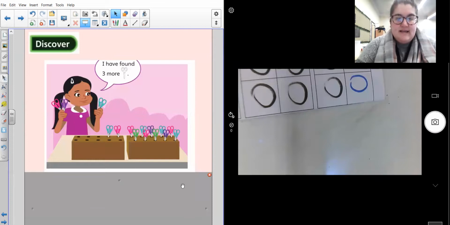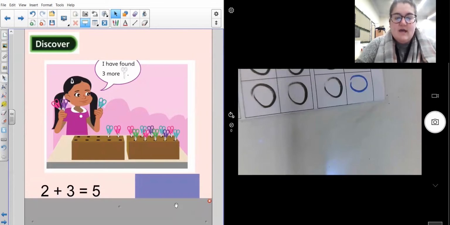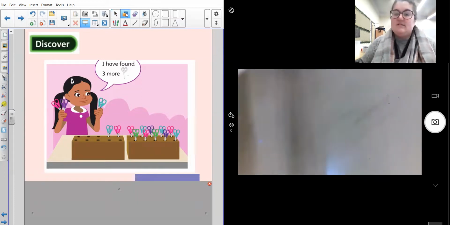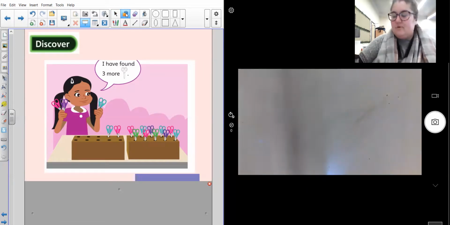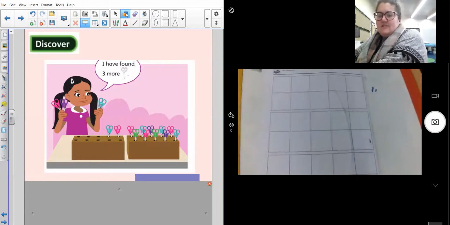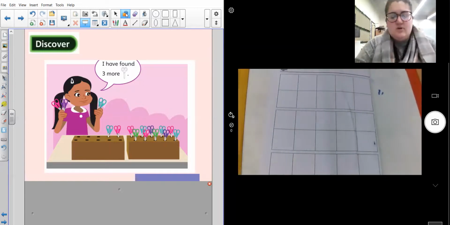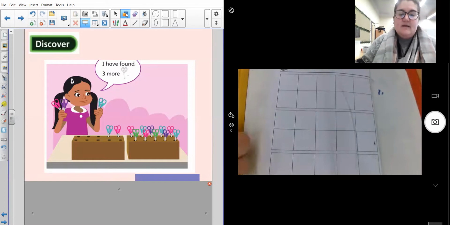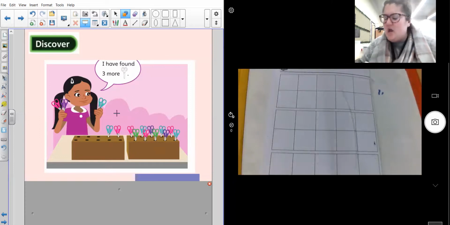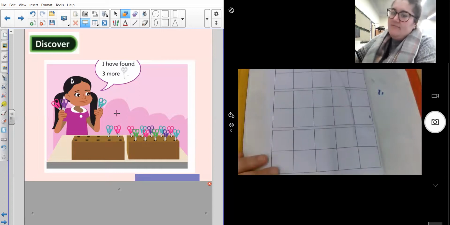This little girl is saying, I have found 3 more pairs of scissors. So for a start, let's just think about how many pairs of scissors she has. Okay, so again, I'm going to use my 10 frames, because those scissor blocks look a little bit like 10 frames to me. I can see she's got one group of 10 and 2 more. Well, 10 add 2, I know that that's 12.